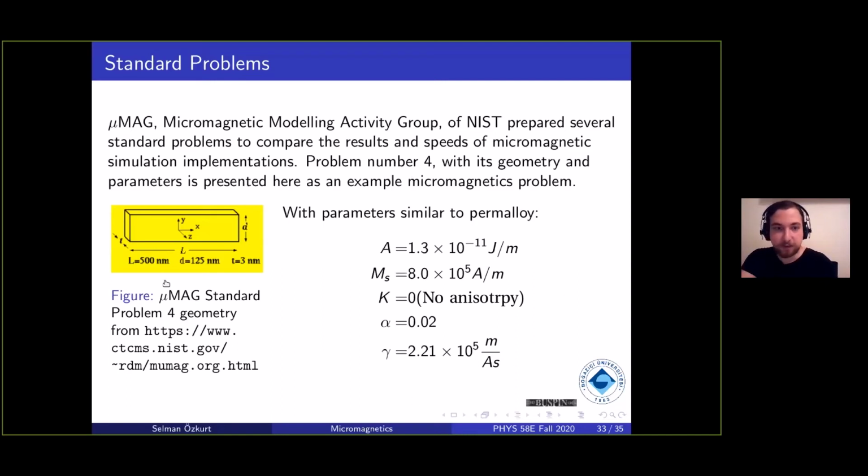This is an example of an input for a micromagnetic study. We only give some constants for exchange interaction strength, the saturation magnetization, anisotropy coefficients, and damping coefficient and gyromagnetic ratio. And this is again a typical scale, typical dimensions of a micromagnetics problem. And the aim is to observe how the magnetization of such an object made of a virtual permalloy is being switched from one side to the other.